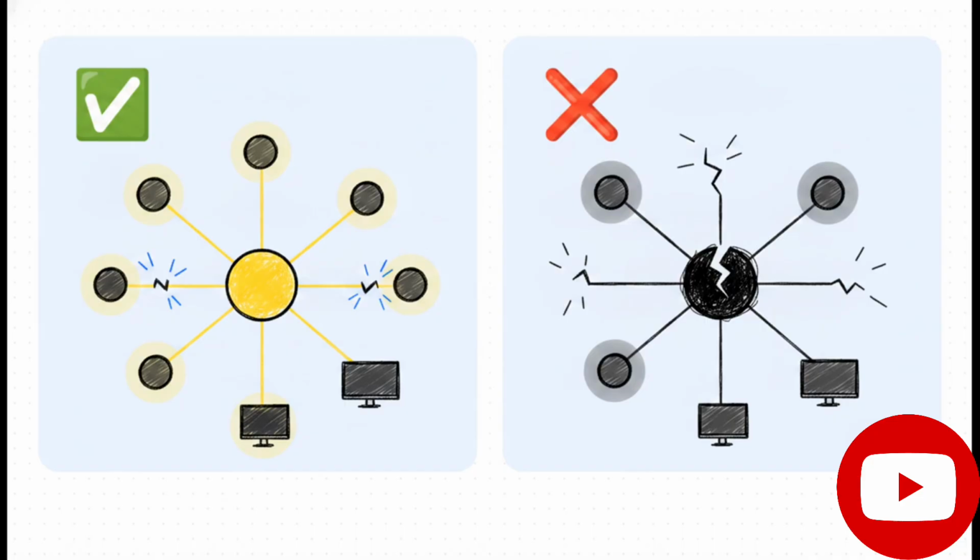But here's the downside. It requires a lot more cabling. And if the central switch itself fails, your entire network immediately stops. That switch is the ultimate single point of failure here.